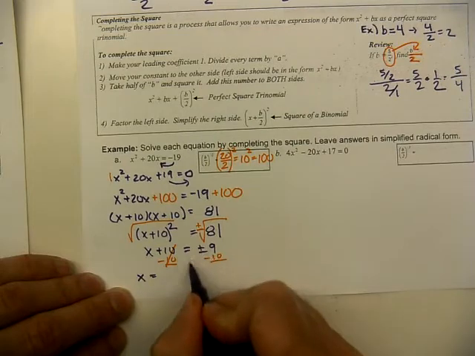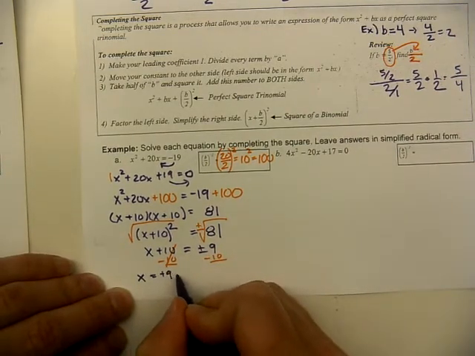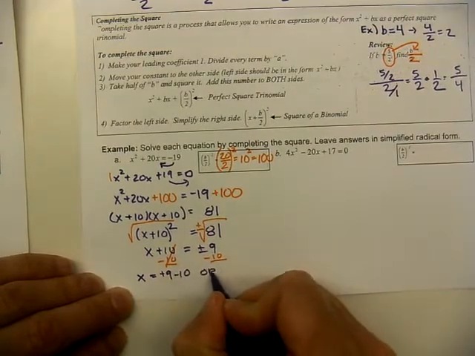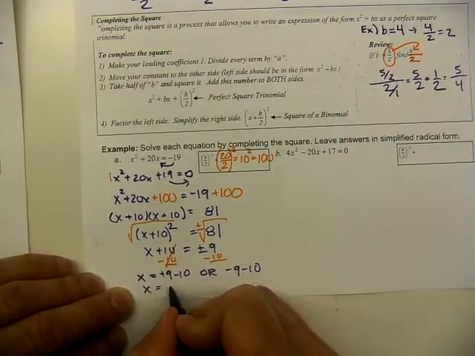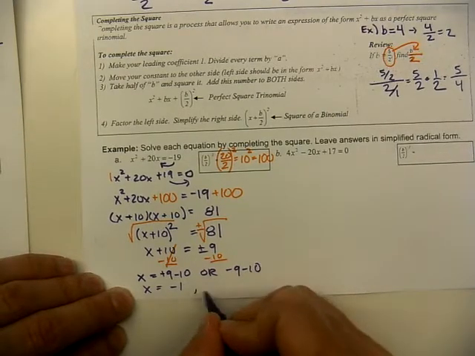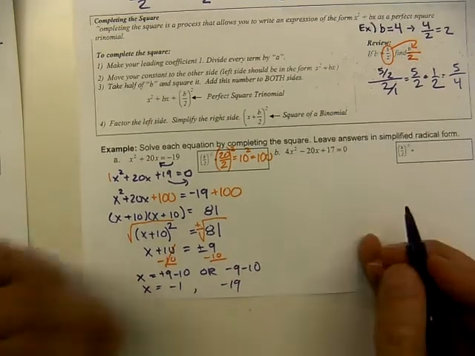So again, we have two problems because of the plus or minus 9. You have a positive 9 where you're subtracting the 10. And then you have a negative 9 where you're subtracting the 10. So you end up with negative 1 and negative 19. All right, so those are the two results.